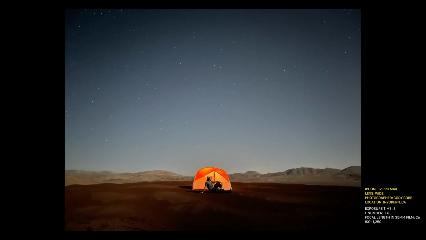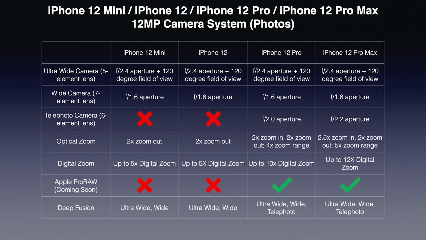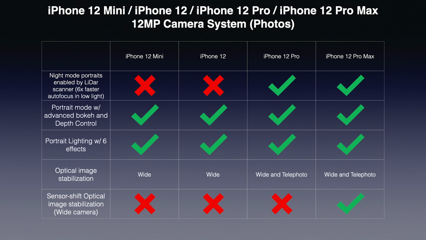And if you look here, the ultra wide and wide lens has Deep Fusion for the 12 mini and iPhone 12. But then if you go up to the 12 Pro and 12 Pro Max, all three lenses have Deep Fusion. All right, we're gonna check out another chart.